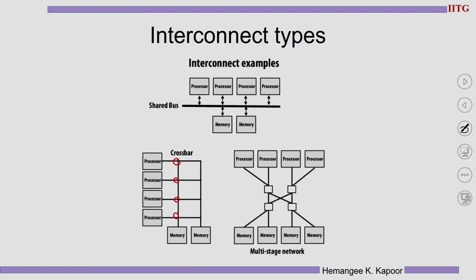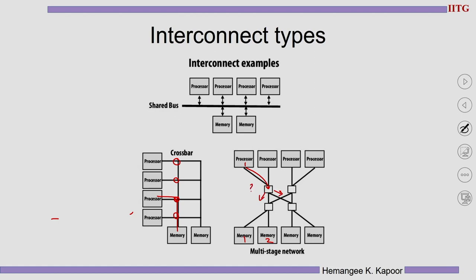Multi-stage is not like the grid structure of a crossbar, but you have multiple levels of connection. In a crossbar, there is a single level connection, processor directly to the memory, because I fused this switch. Whereas here, if this processor 1 wants to connect to memory module 2, there is no direct connection. It has to go through these intermediate points. So first thing it comes here, then this switch has to identify whether to go in this direction or to go in this direction.